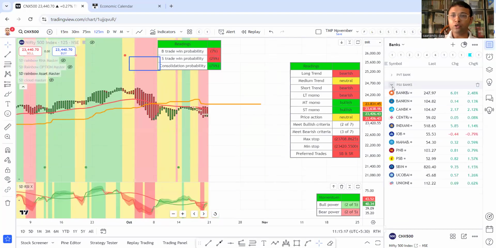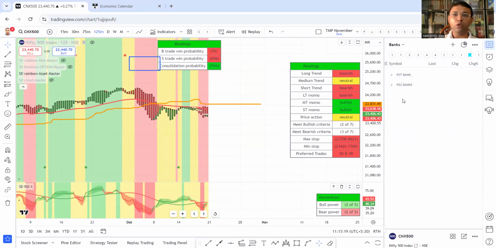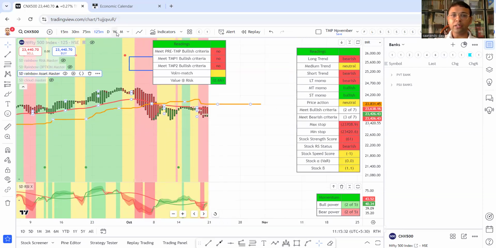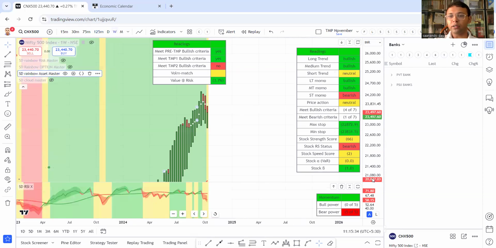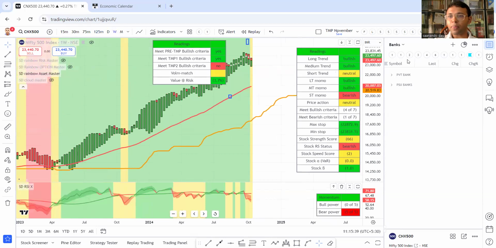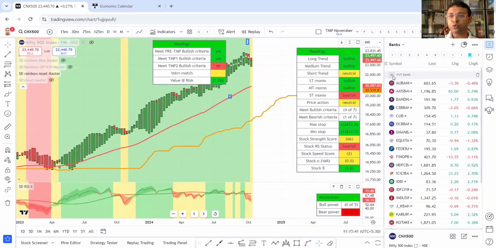Now banks first, I'll do the private banks, then I'll take a look at the public sector banks. And for this, I need to change the setup. Now I need to change the setup to cash stocks weekly. This is for selecting the stocks in the weekly time frame. This is part of the TMPV strategy. Now first I take the private banks in alphabetical order.